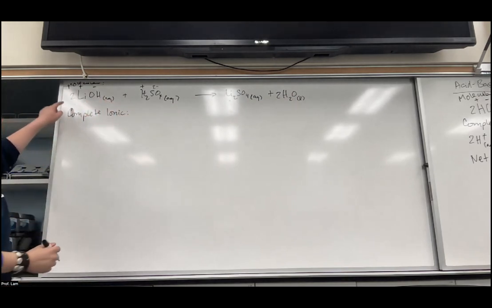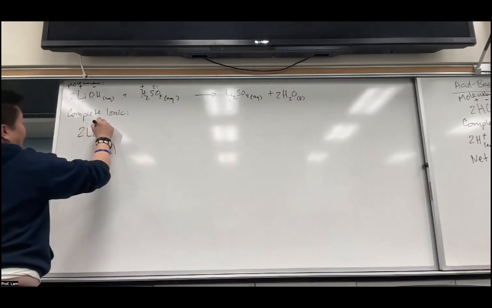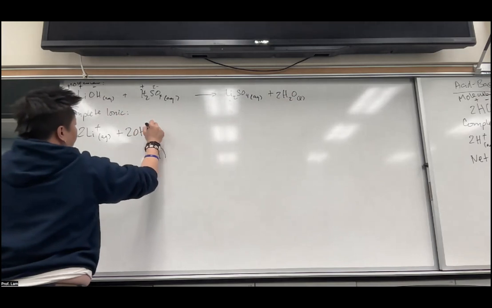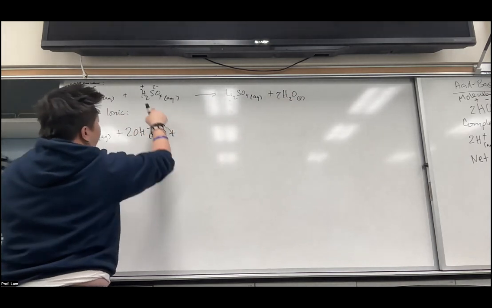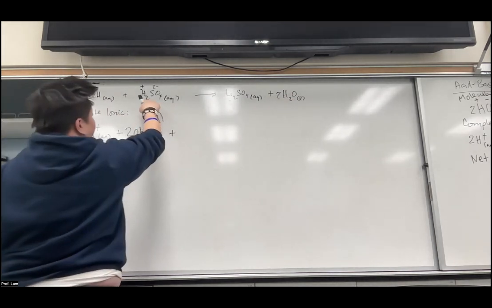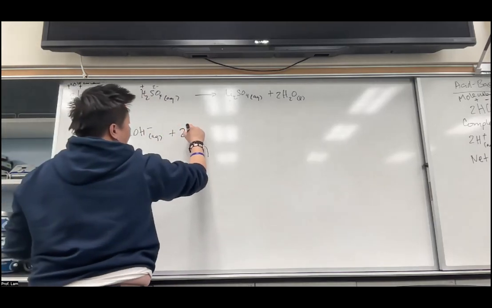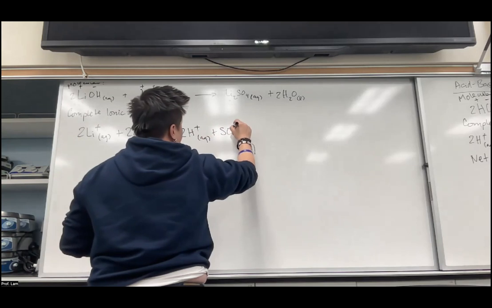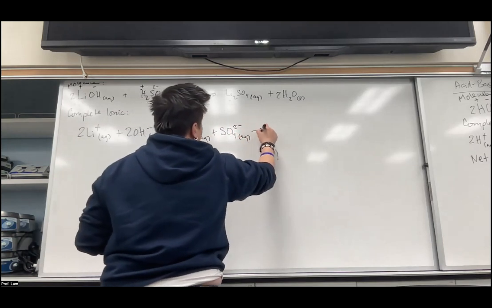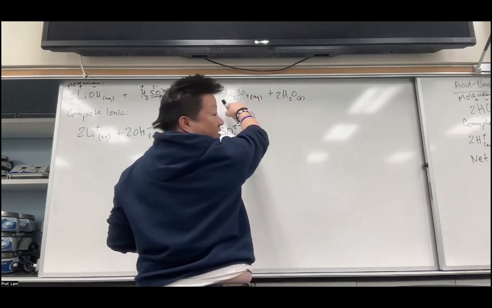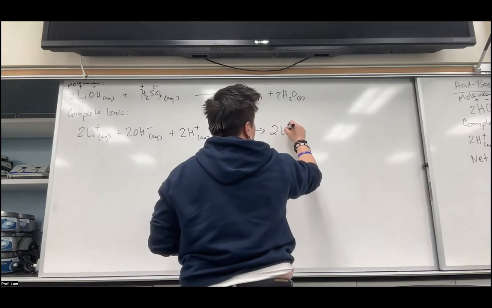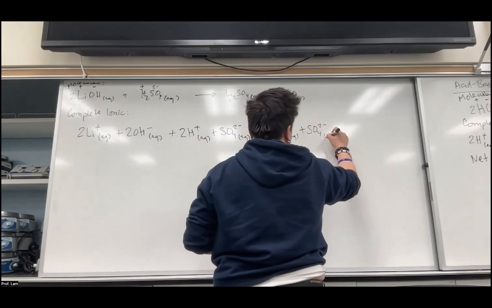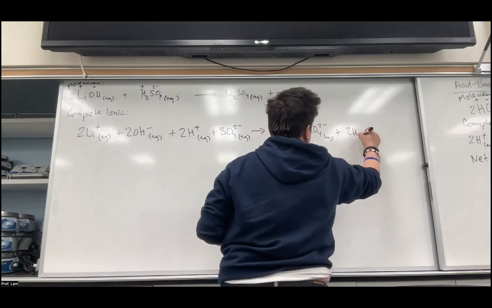Split up the aqueous, right? So 2 Li+ aqueous plus 2 OH- aqueous plus... This gets split up too, right? And that's 2 protons there. 2H+ aqueous plus SO4 2- aqueous goes to, this is aqueous, so we split it up as well. 2 Li+ aqueous plus SO4 2- aqueous plus 2.